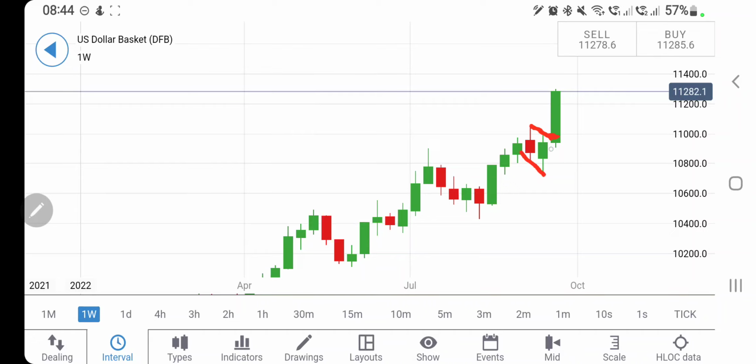Now what can be expected? Either this breakout is going to continue, or we can see a drop or reversal from here. We will see with the help of candlestick charts and indicators.